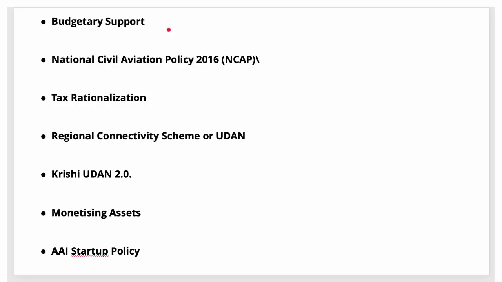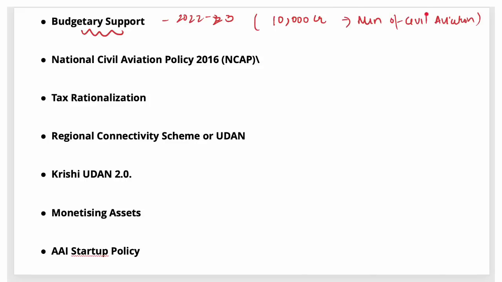So the government step that has been taken in this regard is the budgetary support. Budgetary support was provided in the 2022-23 budget also, wherein close to 10,000 crore rupees were provided for the Ministry of Civil Aviation. Further, schemes like the Regional Connectivity Scheme or the UDAN scheme and the PM Gati Shakti vision have also been launched in order to promote airports in the country. Government in the past has also announced the National Civil Aviation Policy of 2016, launched in order to make air travel affordable as well as to increase connectivity.